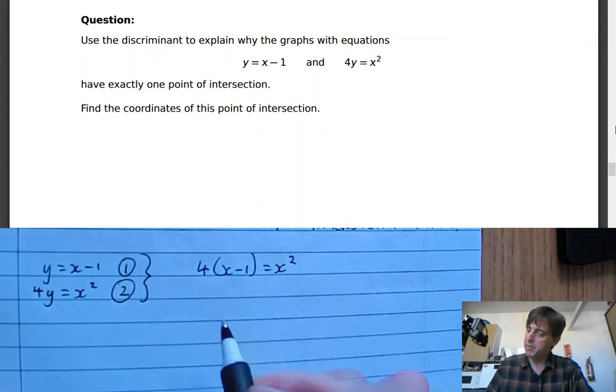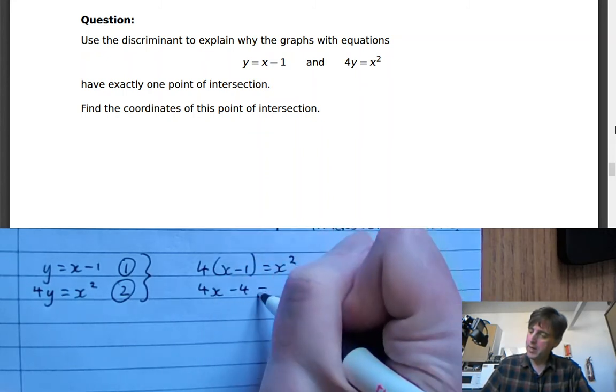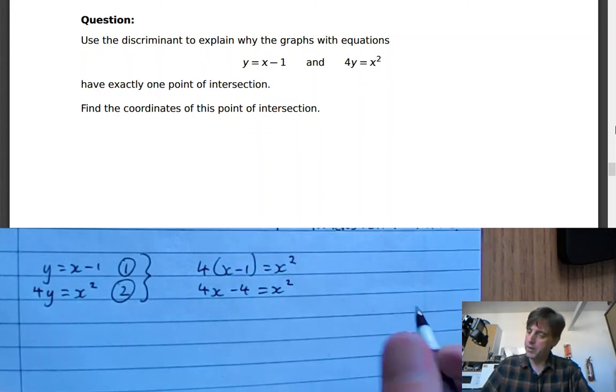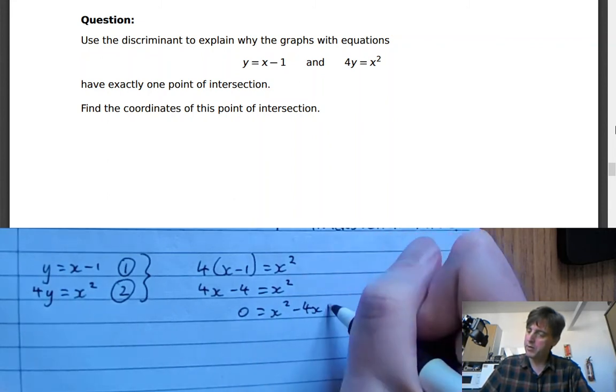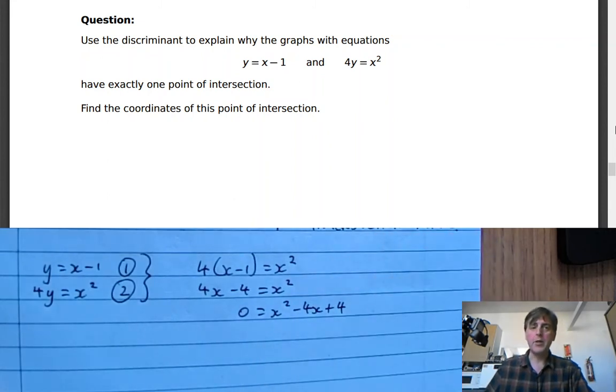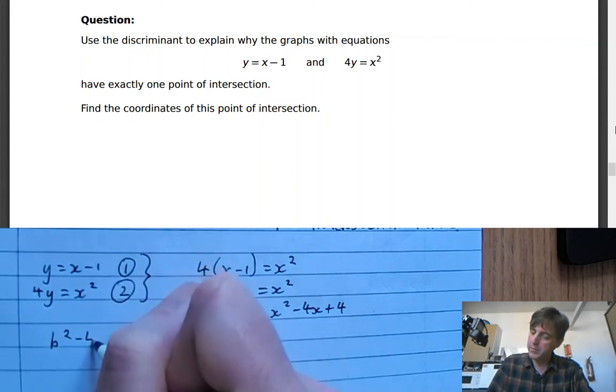Let's just tidy that up a bit here. We'll expand out the brackets, and then we'll put everything all onto the same side of the equation. So we'll have x squared minus 4x plus 4. Okay, so we were asked to use the discriminant, but basically any solution to this equation will lead to intersection points on the graph. Let's look at the discriminant here, the b squared minus 4ac.